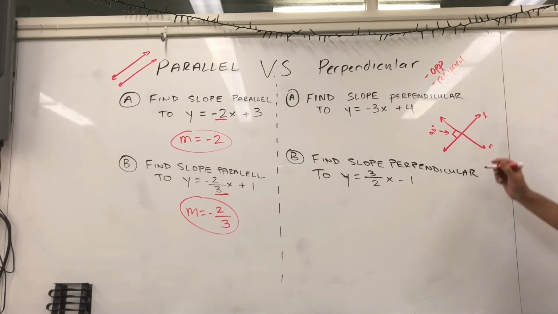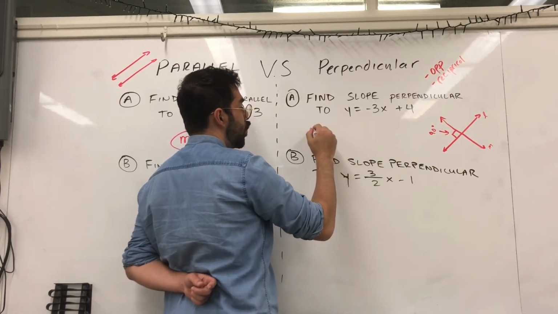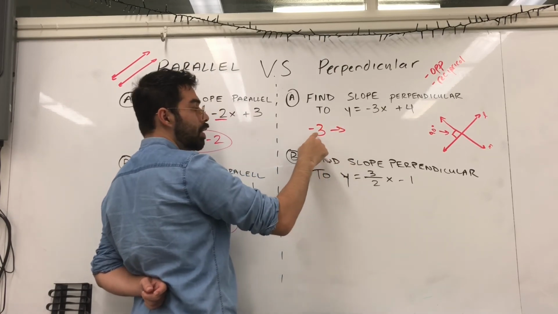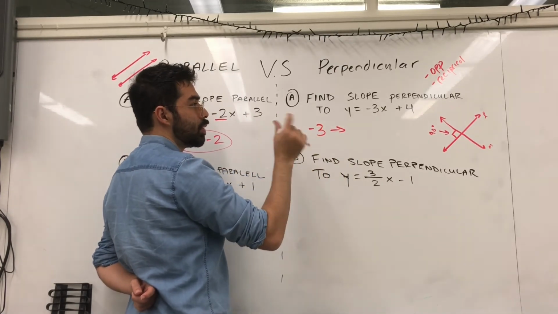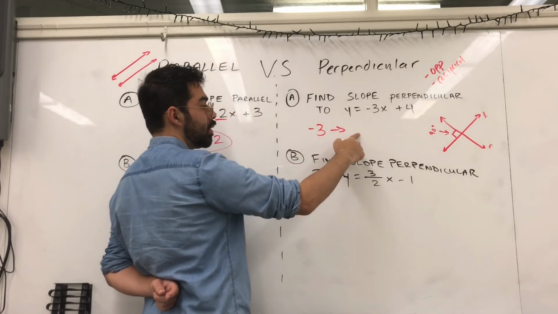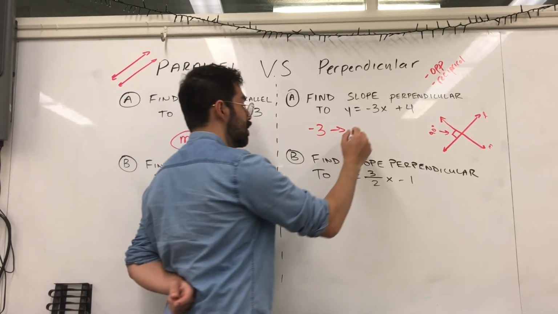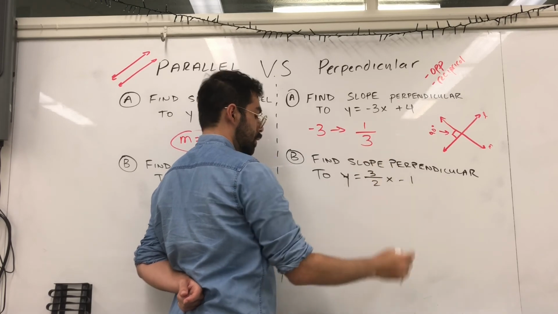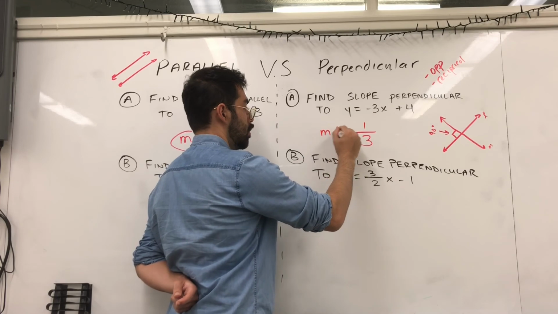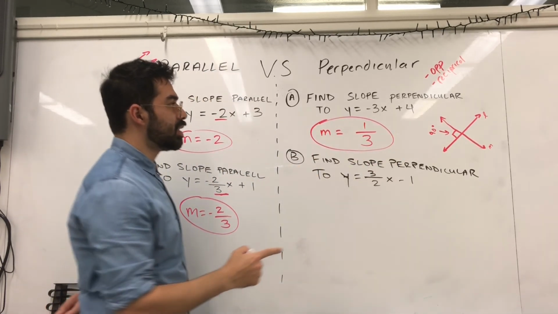How you want to do that is find the opposite reciprocal of this slope right here. The slope right now is negative 3. The slope perpendicular to negative 3 would be the opposite reciprocal. So you want to change the sign, so it becomes positive, okay? And then reciprocal, flip the fraction. So this is actually 1 over 3. So your answer should be m is equal to 1 over 3.